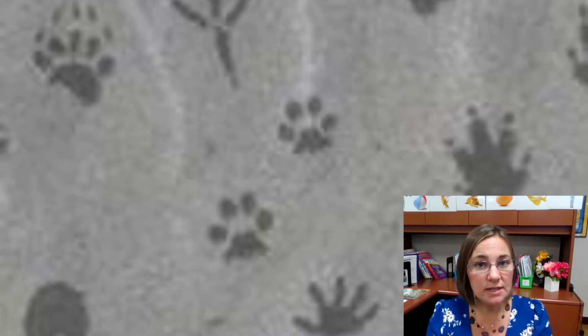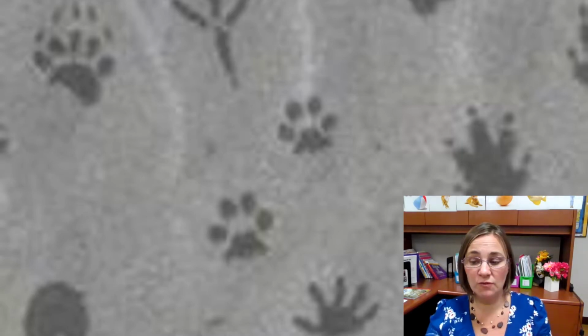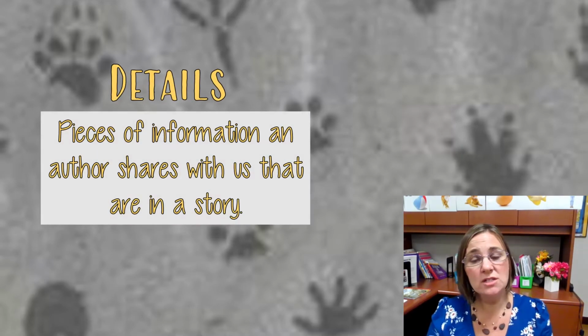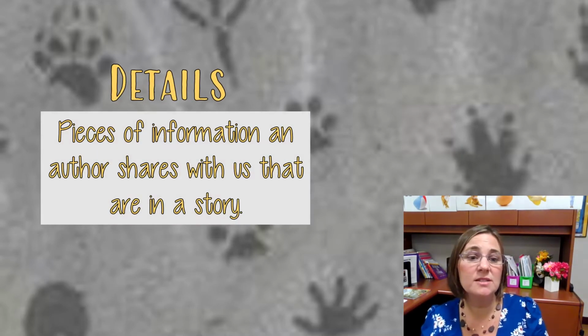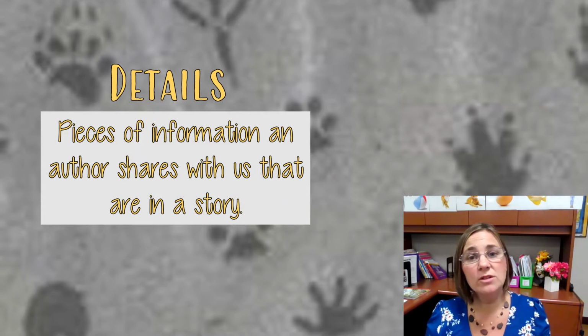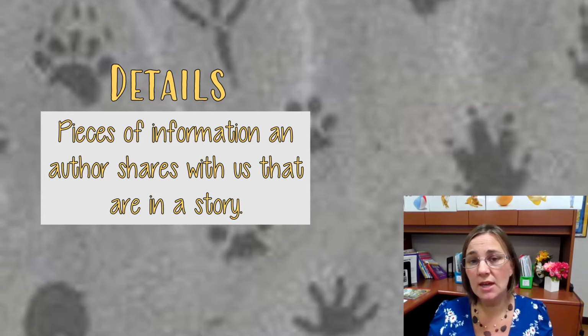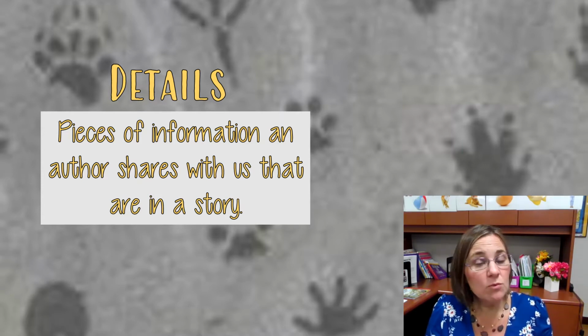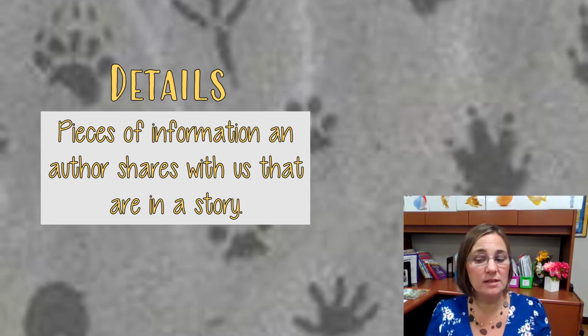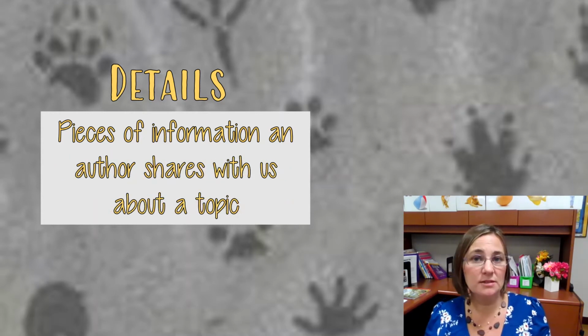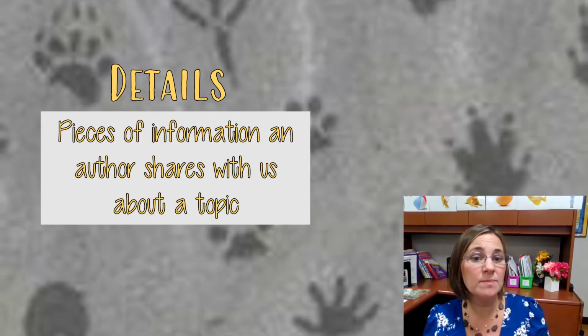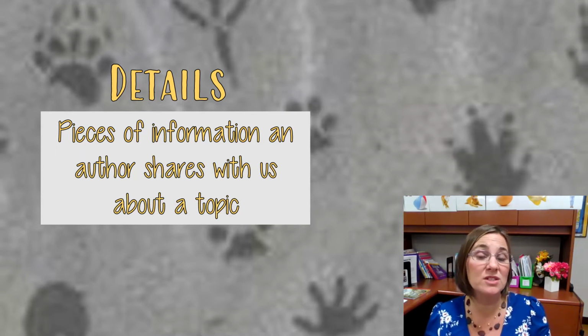We learned about details in Module A when we were studying fiction text. In fiction text, we learned that details are pieces of information an author shares with us that are in the story. We learned that those details are things like the characters and the setting and the major events. It's a little bit different when we're talking about informational text. When we're talking about details in informational text, we're talking about pieces of information that the author shares with us that are about the topic.